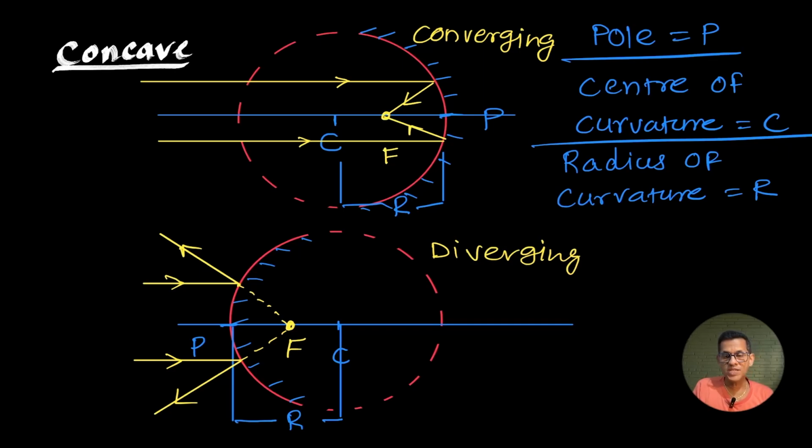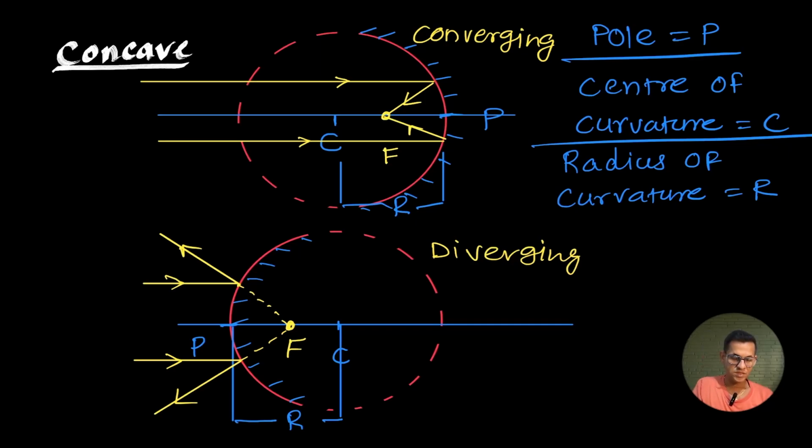If I place the object at infinity of a concave or convex mirror, both these mirrors are going to form a very tiny image at the focus. The difference is the image formed by a concave mirror is a real image because the light rays are actually intersecting at this particular point, whereas the image formed by a convex mirror is a virtual image because the light rays appear to diverge from this point. So a concave mirror has a real focus and a convex mirror has a virtual focus.